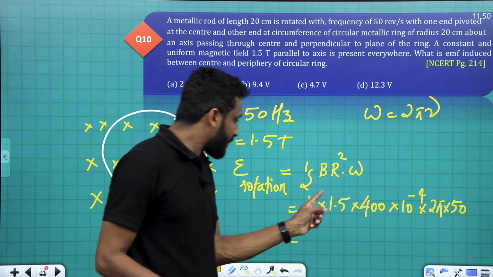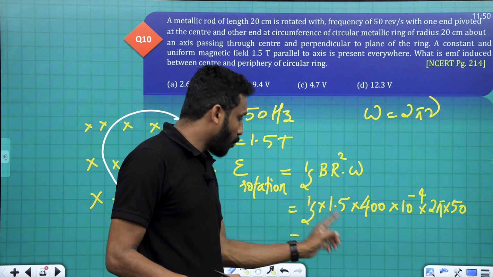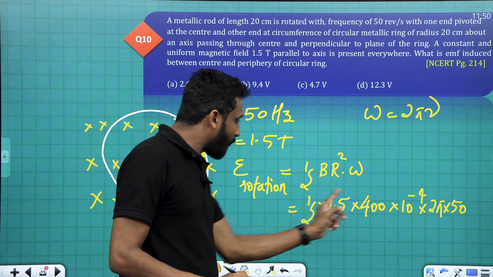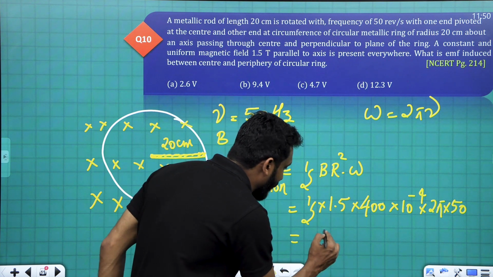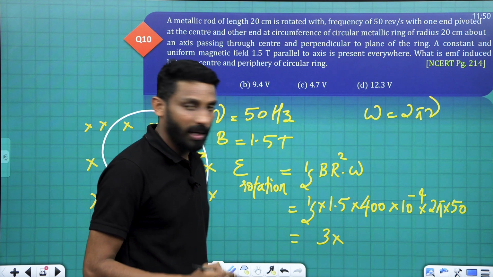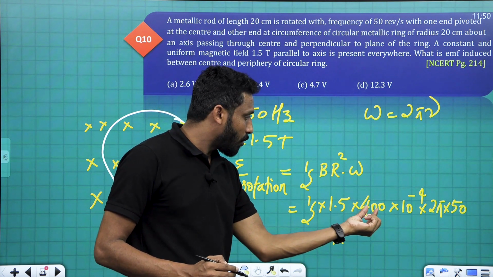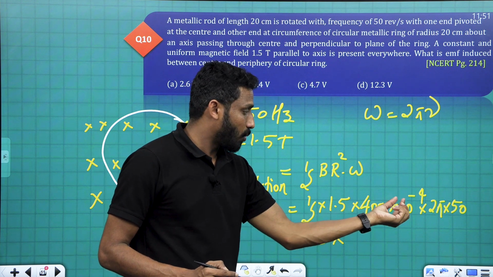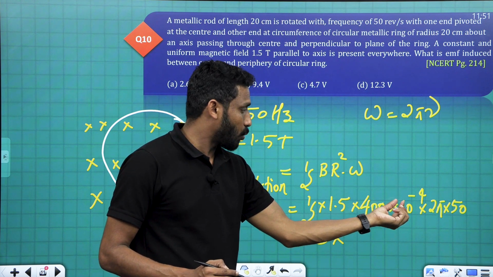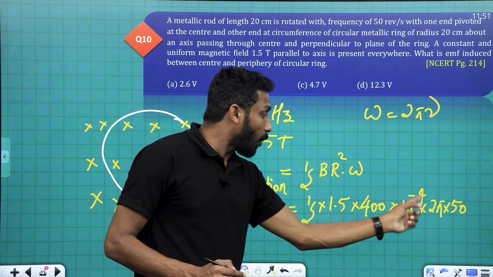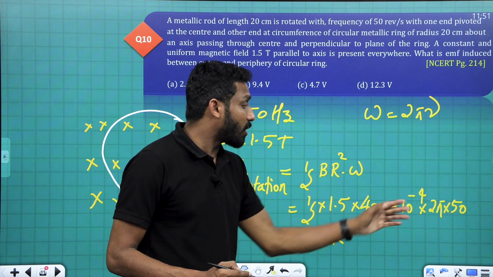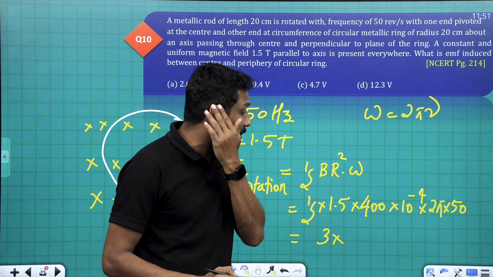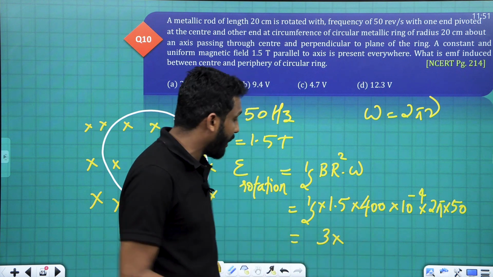This is 3/2. 2 into 2, 4. 4 cut. Then this is 3 here. Then 10 raised to 2, 10 raised to minus 4, that is 10 raised to minus 2. Okay, 2 into 50, that is 100. So 10 raised to minus 2 and 100 cancelled. The remaining is pi.